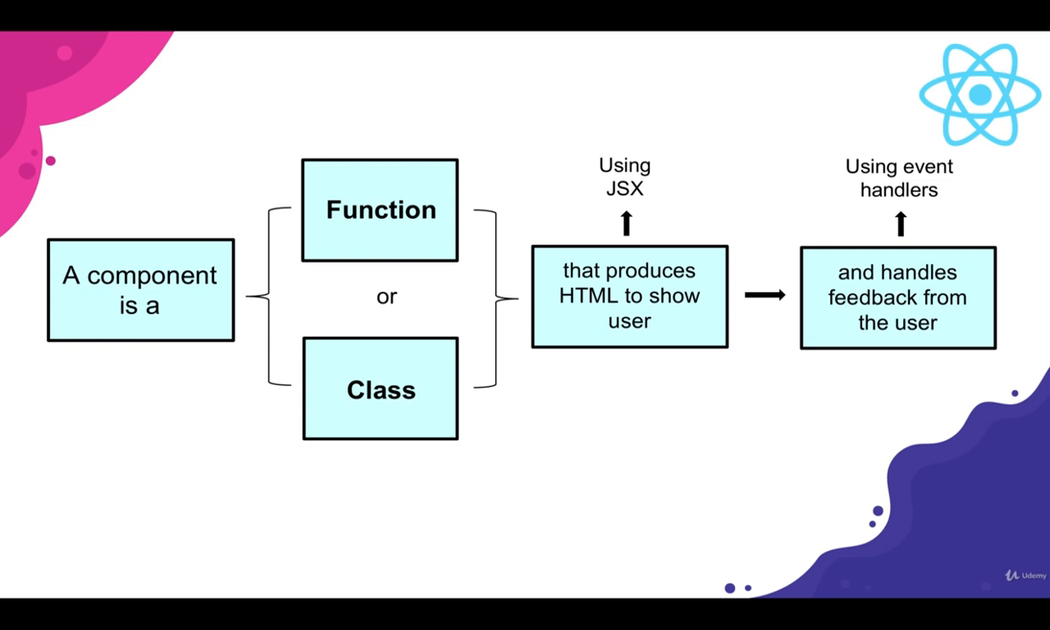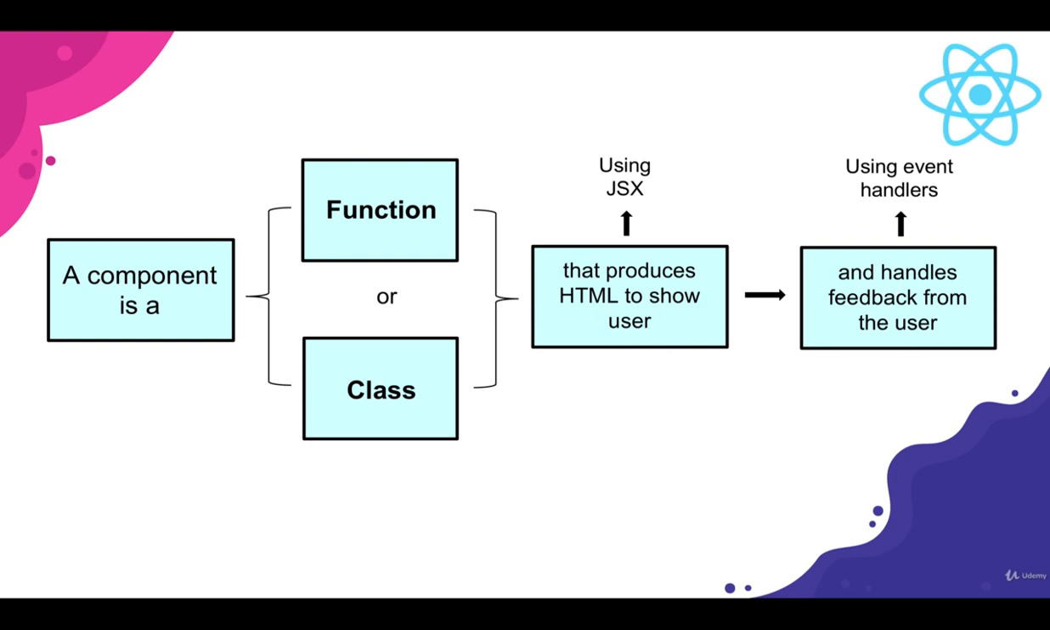A React component is a function or a class. Back on CodePen with that quick example we did a while ago, you saw an example of a class-based component, and we can also create them as a function. The purpose of a component, either a function or a class, is to produce HTML that we're going to show to the user. Its secondary purpose is to handle feedback from the user, for example anytime that the user clicks or types or drags or any type of event like that.